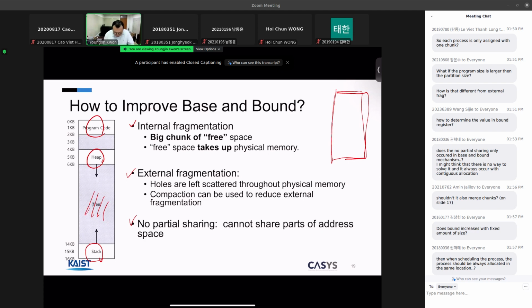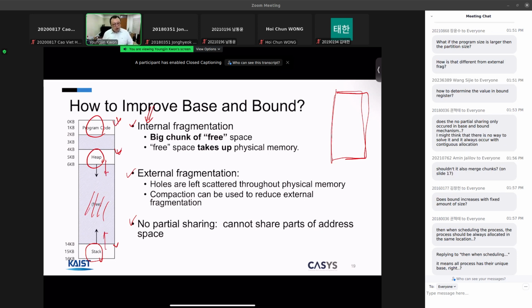So let's focus on the first problem. The application has sections: heap, code, and stack. Despite these different sections, the heap and stack grow on demand, so the OS has to allocate one big chunk, causing severe internal fragmentation. How to reduce this internal fragmentation? What's the idea?